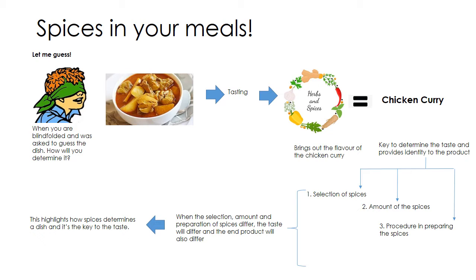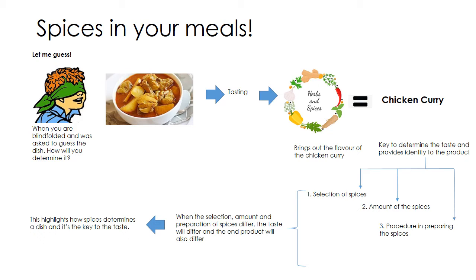How do you get the flavor? The flavor is actually coming from the herbs and the spices, and those herbs and spices make the chicken curry unique. So in order to determine the taste and identity of a product, you need to have a proper selection of spices, the right amount of the spices, and a proper procedure in preparing the spices. So when all these three steps have been followed, you get a proper taste, the right taste for the particular dish.